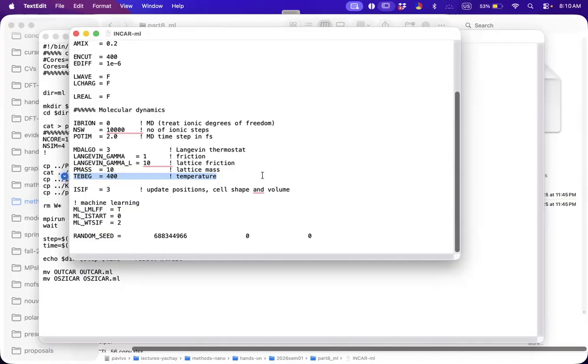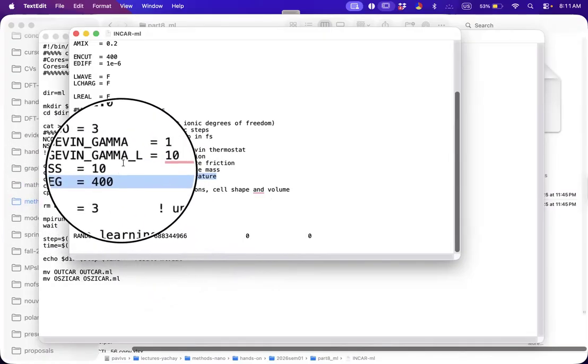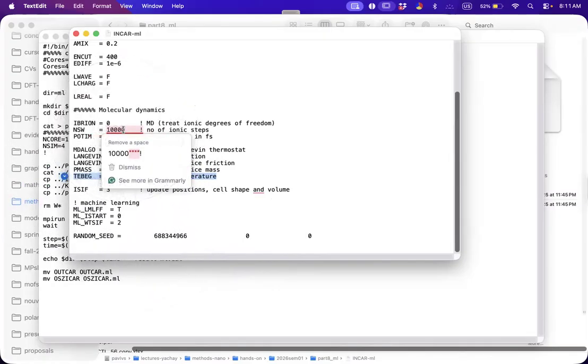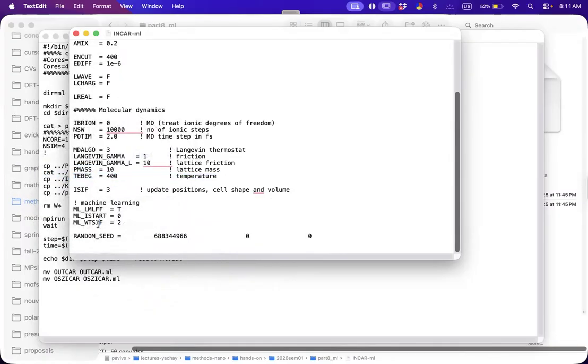ICELL equal to 3 means that we allow the system to change not only the internal coordinates but also the volume. So that's the reason. And here it is, machine learning. These are the parameters that allow us to train my force field. So here we switch on the machine learning. If you don't switch on the machine learning, to do 10,000 steps, I don't know how many hours it will take. So here we can see that we will be able to do it in a reasonable time.